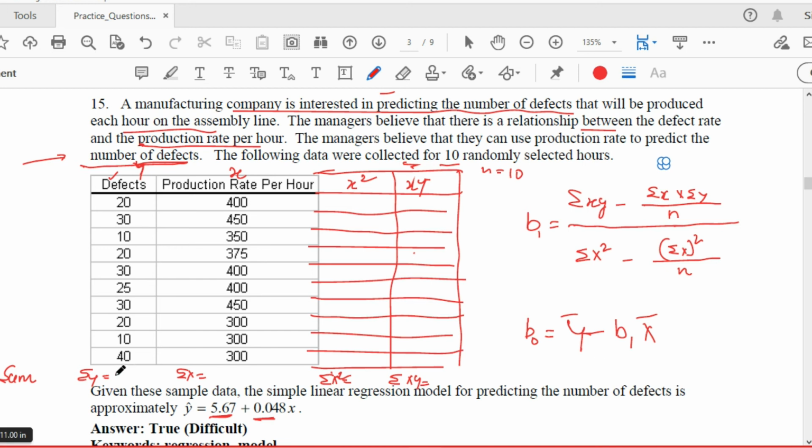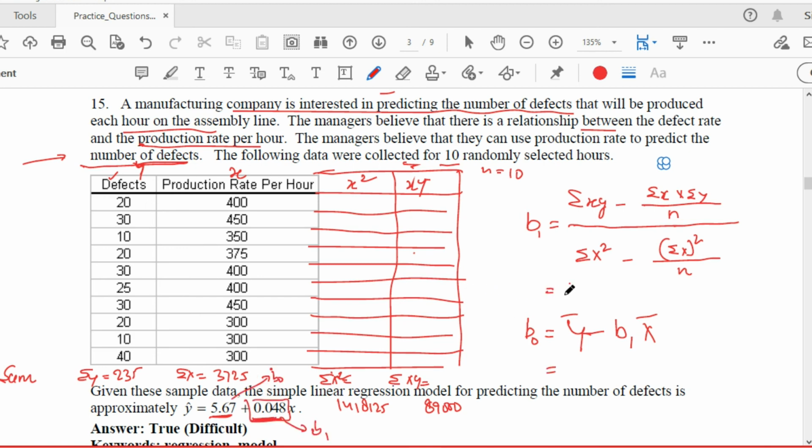So sigma y is equal to 235, correct? Sigma x, if you add it, 3725. Sigma x square is 1418125. This is also correct. And sigma xy is 89000. Now put all these values here and see what is the value of b1.